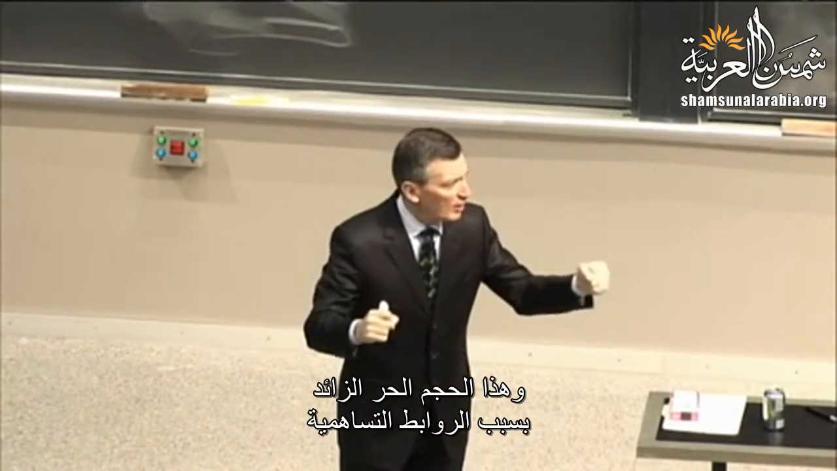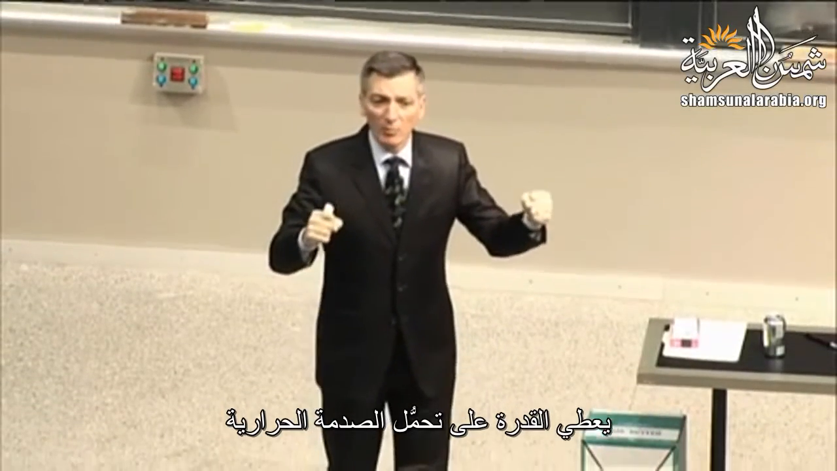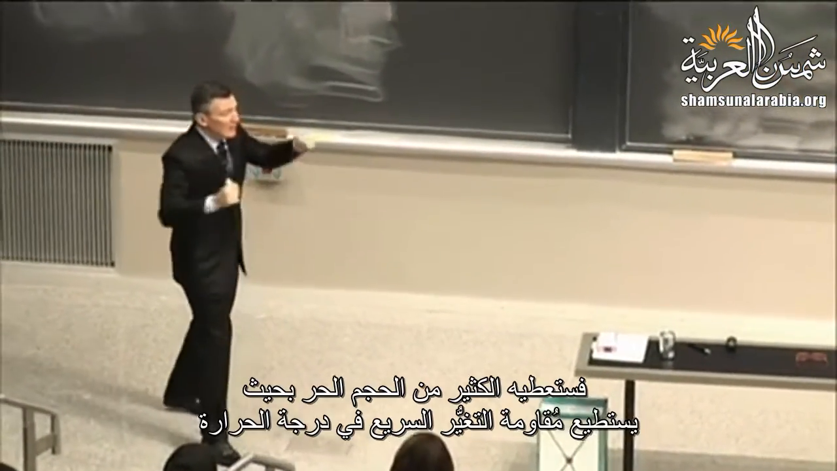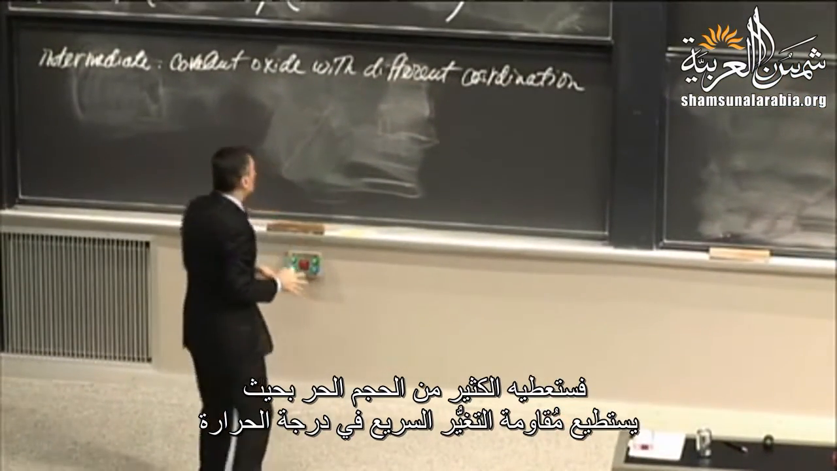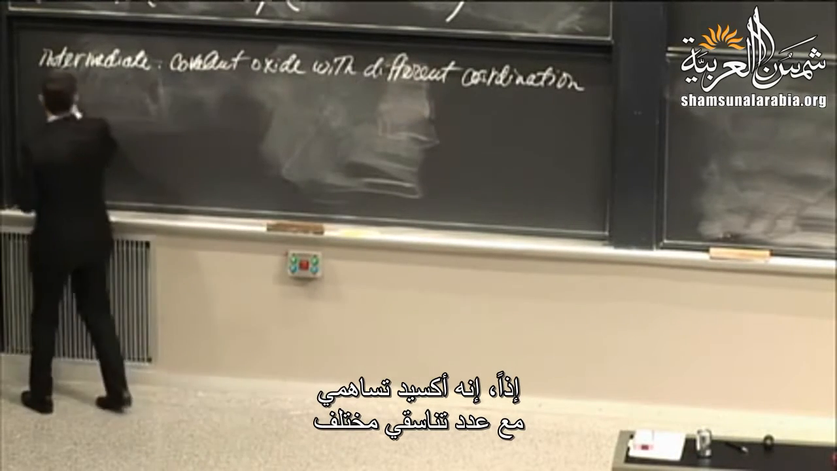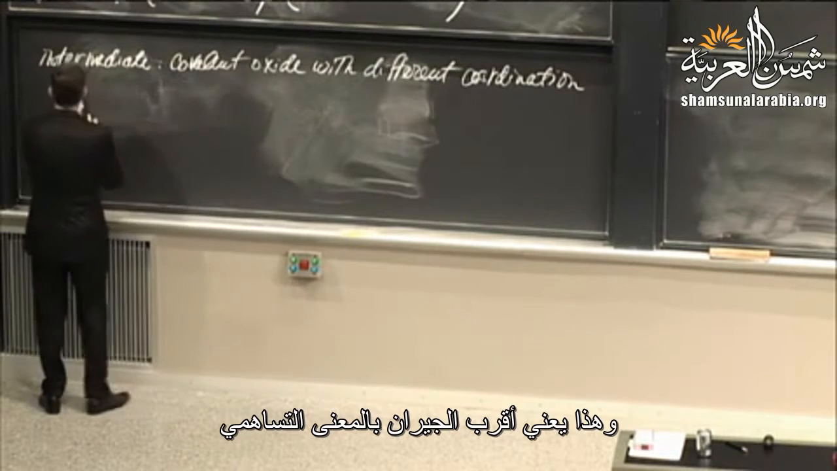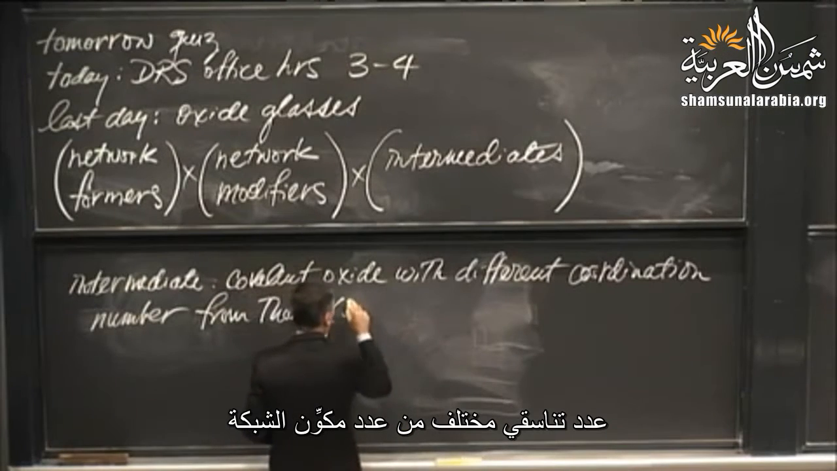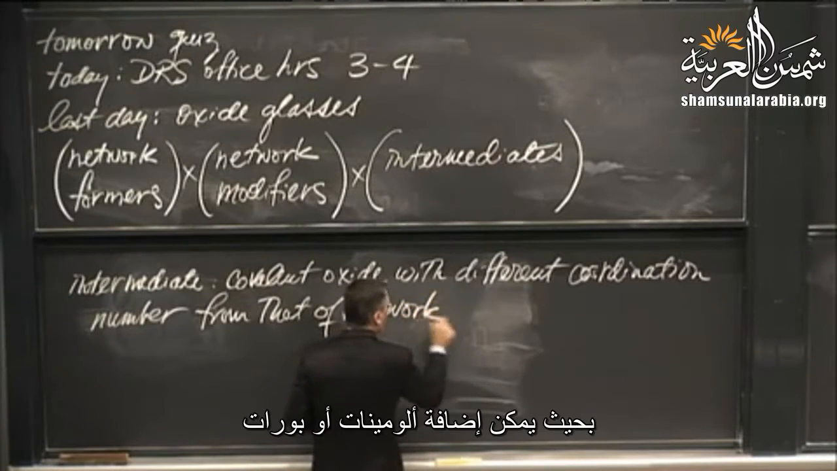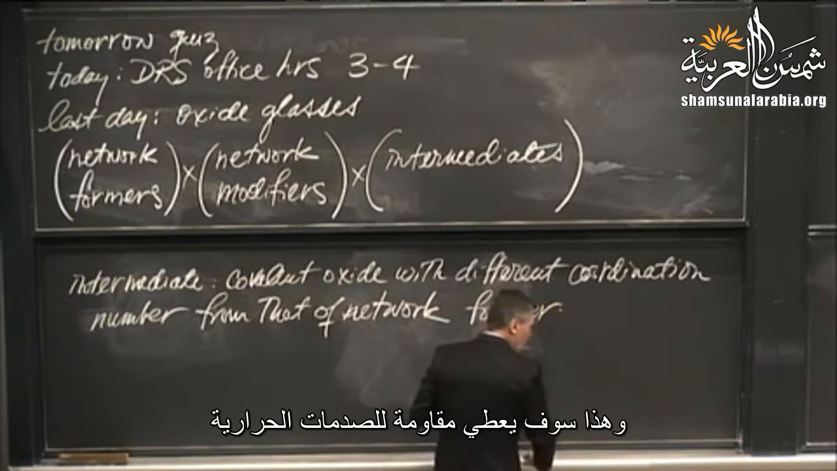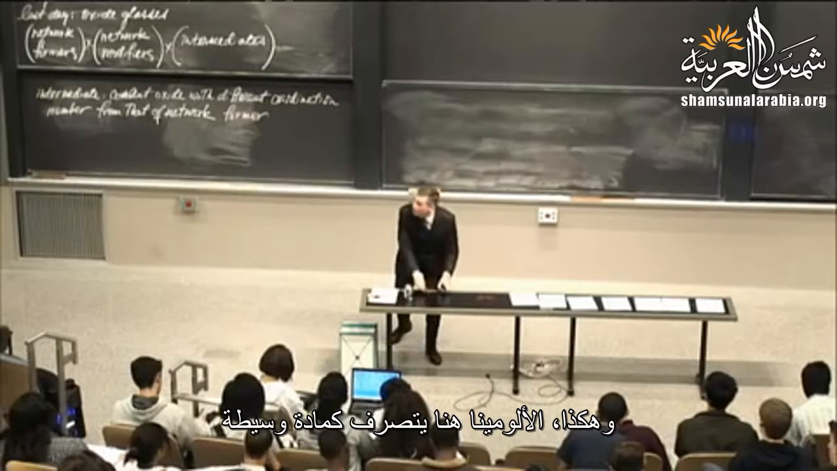And that excess free volume through covalent bonds gives you the ability to endure thermal shock. And so if you want to impart thermal shock resistance in a glass, you give it lots of free volume so it can take the rapid change in temperature. So it's a covalent oxide with different coordination number, that is, nearest neighbors in a covalent sense, from that of the network former. So you can add a borate or an aluminate, what have you, and that'll give you thermal shock resistance. And so alumina here is acting as an intermediate.